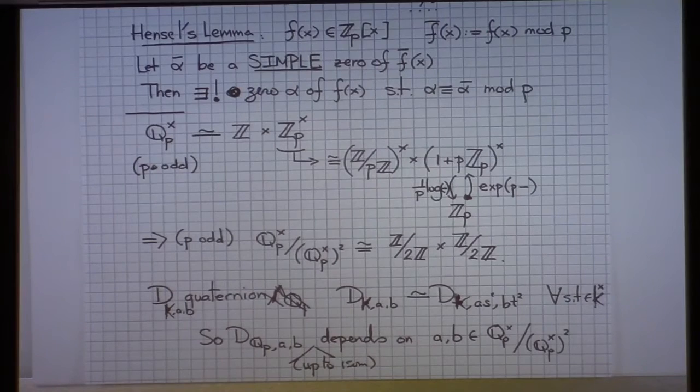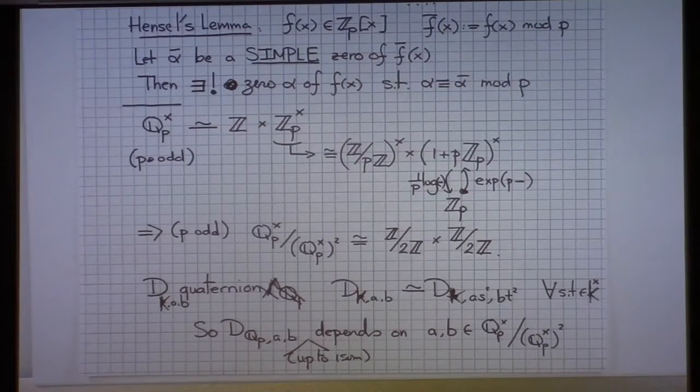Well, let's first recall that for the quaternion algebra over K, defined using 2 invertible elements a and b, if you change a and b by a square, the quaternion algebras are isomorphic to each other, so you don't really change the quaternion algebra up to isomorphism. So this way, we know that the quaternion algebra over Q_p up to isomorphism only depends on a and b in this quotient, which is the finite group Z mod 2Z times Z mod 2Z. So last time I probably misled you. I said, okay, now I just need to check how many cases? 4 times 4 equals 16 cases.